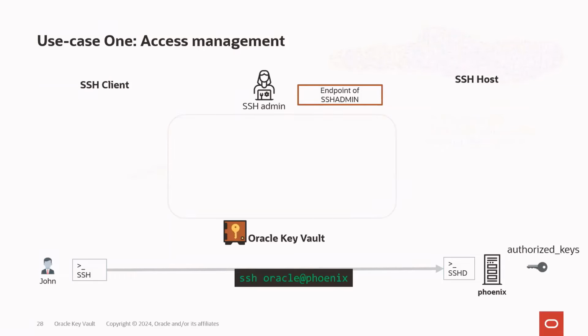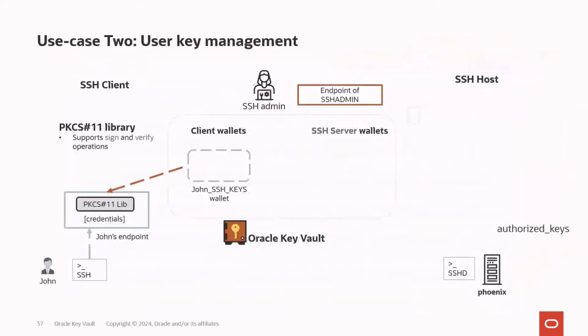Now, how do we do access control? Our SSH admin removes the public key from OKV, and John can no longer connect. When the key comes back, we can connect. So that's how we enforce access controls. And now here we have our reports that go with this.